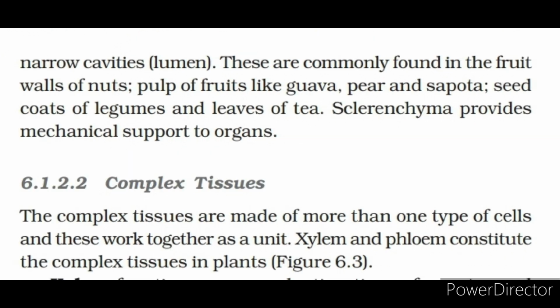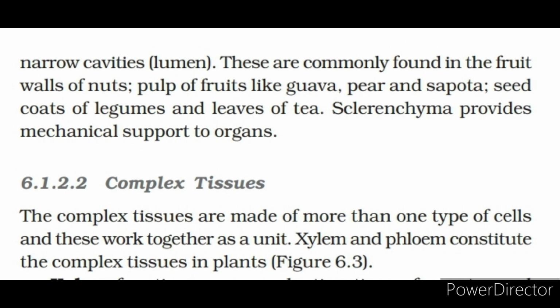These are commonly found in the fruit walls of nuts, pulp of fruits like guava, pear and sapota, seed coats of legumes and leaves of tea. Sclerenchyma provides mechanical support to organs. Complex tissues. The complex tissues are made of more than one type of cells and these work together as a unit.